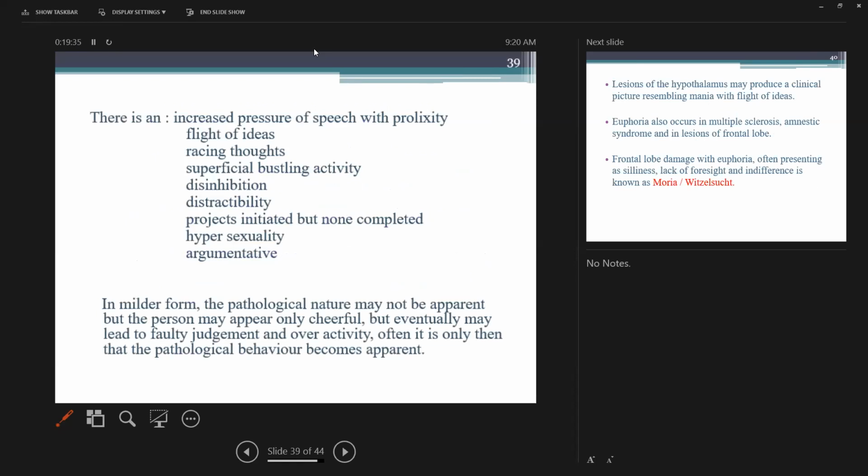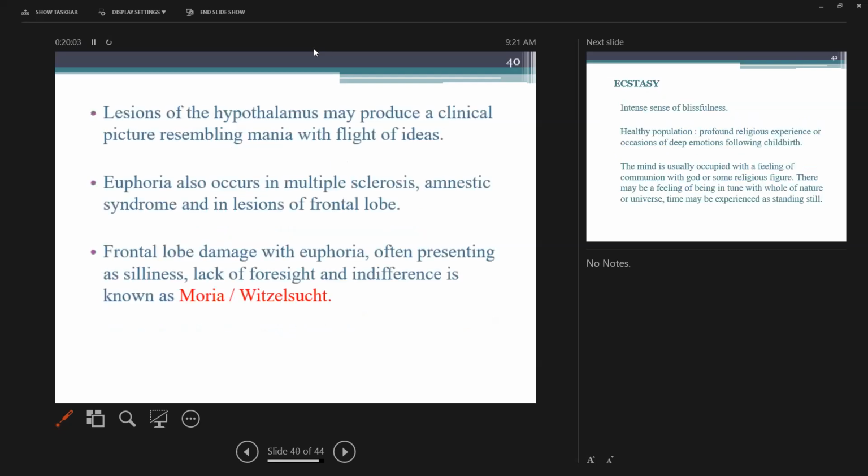In mania or hypomania, we have an increased pressure of speech with prolixity. There can be flight of ideas, racing thoughts, superficial bustling activity, disinhibition, distractibility. Many projects are initiated, but none is completed. There may be hypersexuality, or the patient may be argumentative. In milder forms, the pathological nature may not be apparent, but the person may appear only cheerful. But eventually, it may lead to faulty judgment and overactivity. Often, it is only then that the pathological behavior becomes apparent.